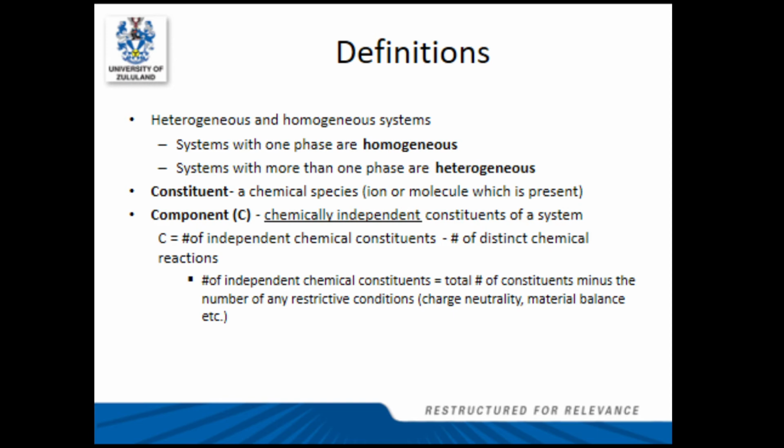So if you know the restriction, it means that the number of components is the number of independent chemical constituents of a system, minus this restriction, minus the number of distinct chemical reactions. I think when we move on with the examples, we are going to see how to use these two formulas, how to calculate the constituents, and how to calculate the component.